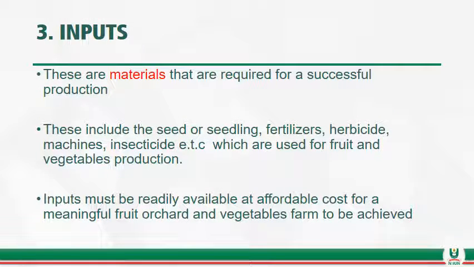The third point, which is the inputs. These are materials that are required for a successful production. And these materials include the seed or the seedlings that you want to plant, the fertilizers, herbicide, machines, insecticides, everything that is needed for a successful production, which are used for fruit and vegetables production. And these inputs must also be readily available and affordable, and of course it must be meaningful in the case of fruit orchard and vegetable farm to be achieved. So it has to be affordable and readily available also. So that is about the input.